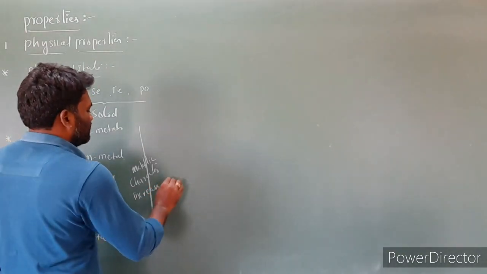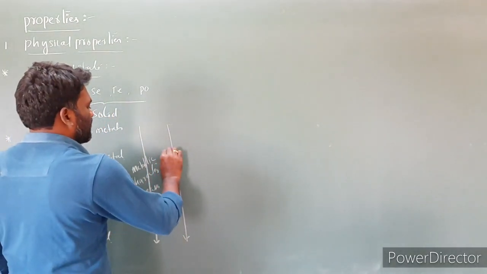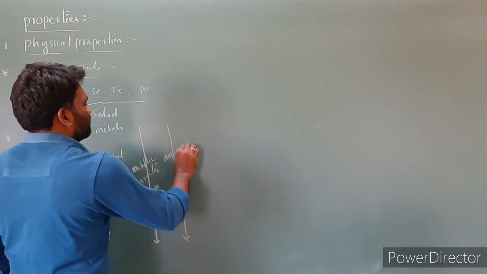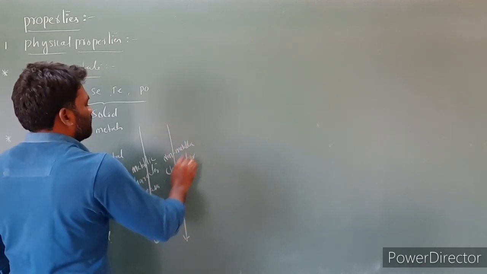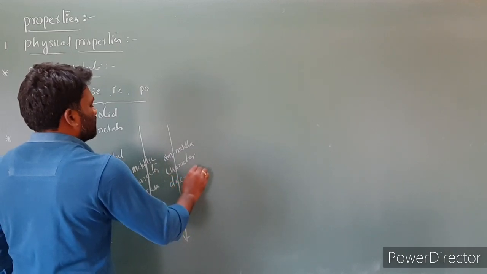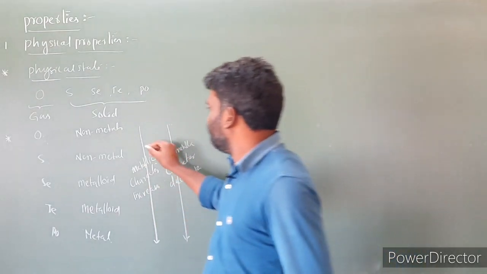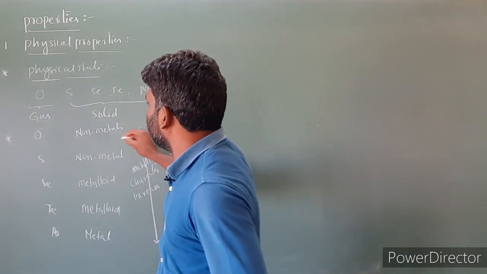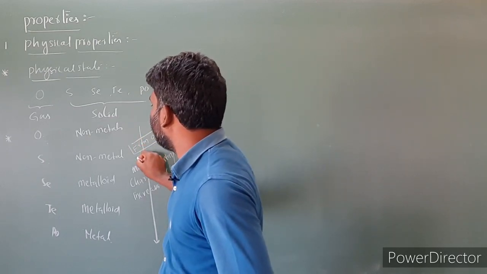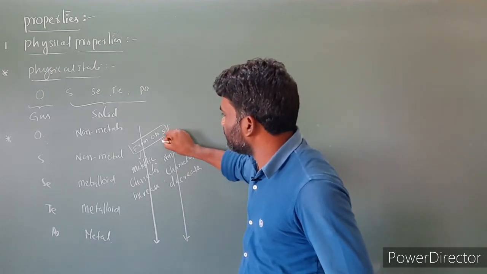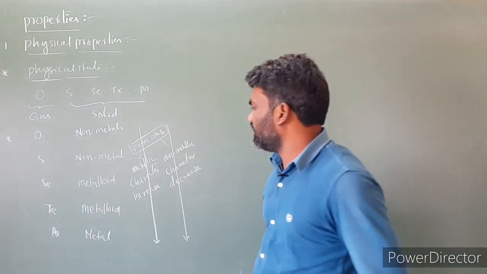And again I am writing one more point. While moving from top to bottom, non-metallic character decreases. Non-metallic character decreases, metallic character increases, from oxygen to polonium.